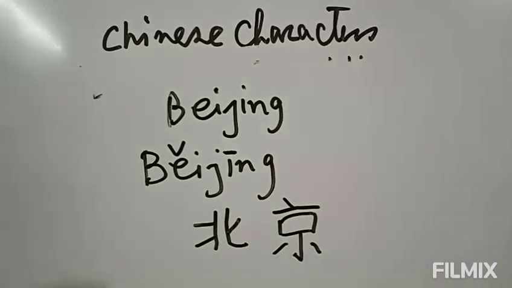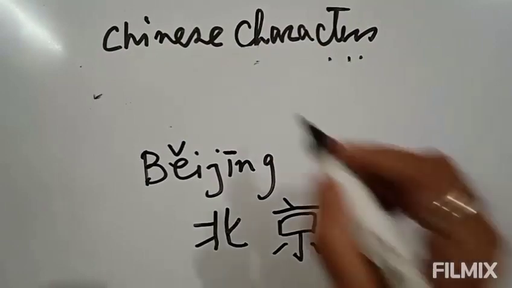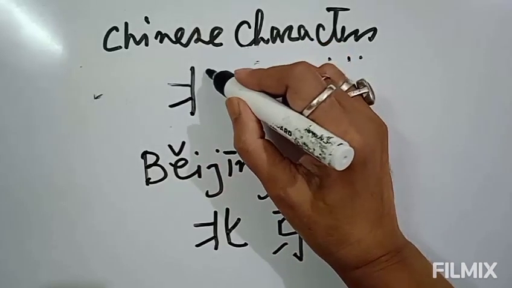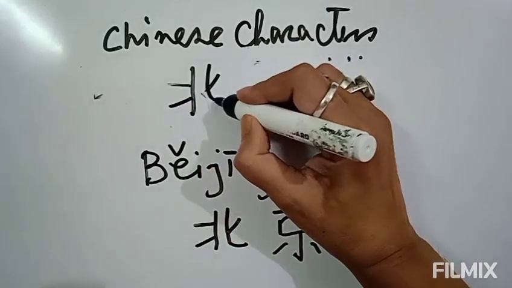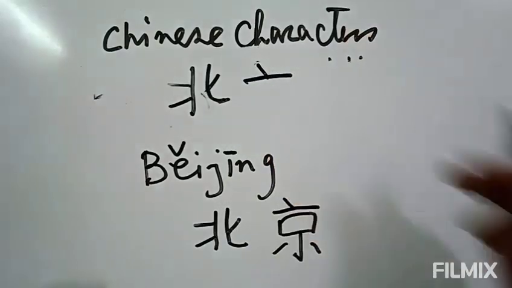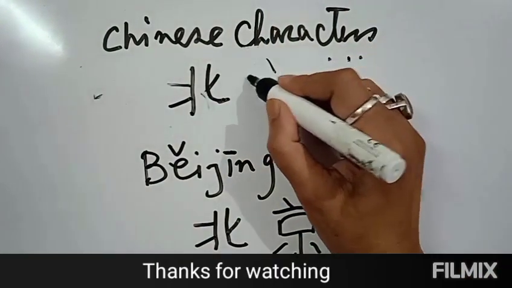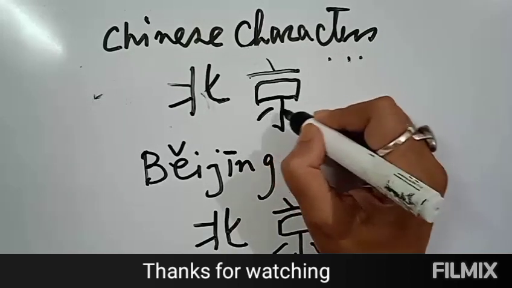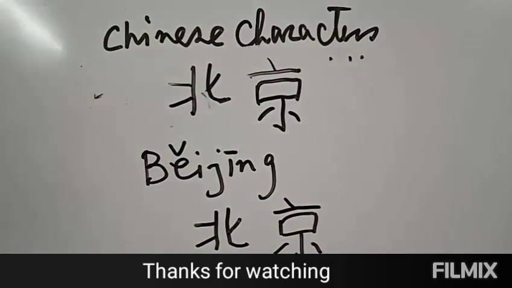Beijing. Two characters. I am showing you once again the character stroke order. One, two, three, four, five. One, two, three, four, five, six, seven, eight. Beijing. Okay. This is the stroke order of drawing the character.